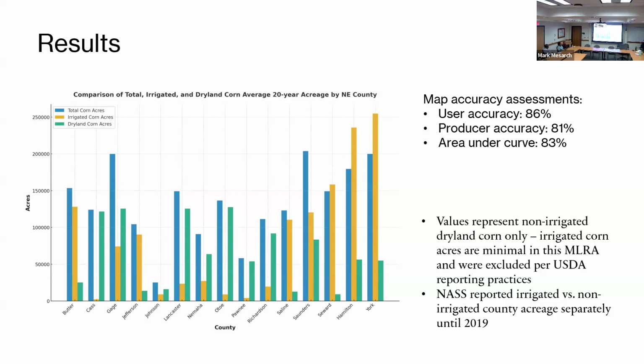In general, these values of course represent non-irrigated datasets. Irrigated corn acreages are minimal in this MLRA, as we know Nebraska is dominated by center pivot agriculture. So they were excluded in the original USDA NASS reports, and what I mean by that is USDA collects NASS statistics. NASS statistics are ground truth statistics, but those are generally given for combined dryland and irrigated datasets. So we couldn't use NASS. What we were using was the CDL.